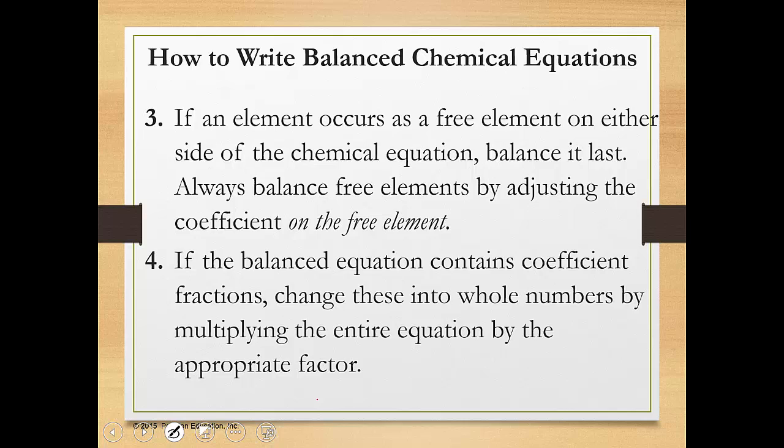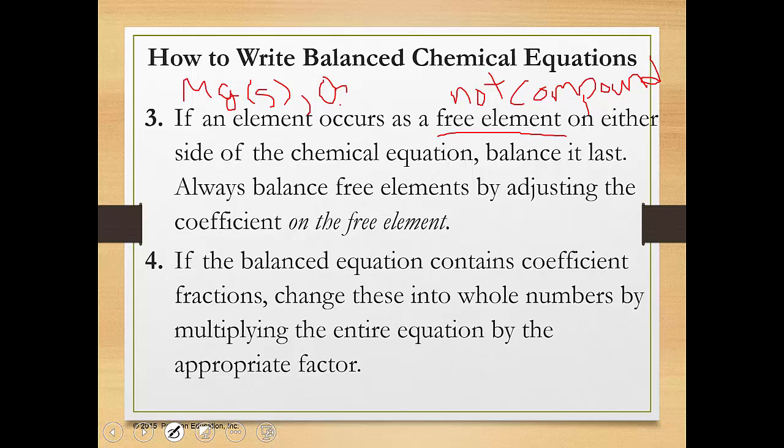Now the other thing, if an element occurs as what we call a free element, so not in a compound, if it is by itself, and if it's a diatomic, that's okay. So if you just have magnesium metal as a solid, or you have oxygen gas, anything like that, if it is just an element, even if it's a diatomic or something to that effect, balance that last. That's your ace in the hole. You're going to keep that one to help balance out everything else. And you can balance free elements by adjusting the coefficient just on the free element.